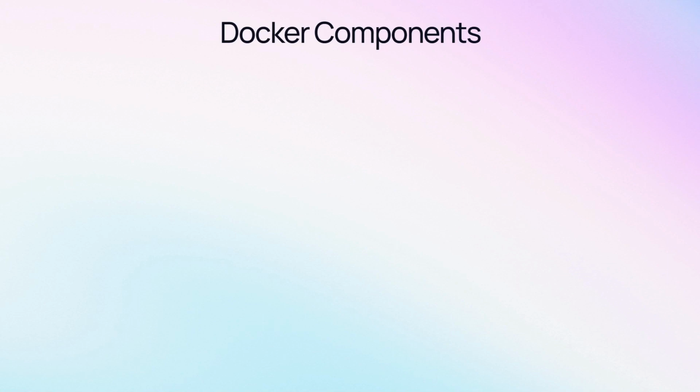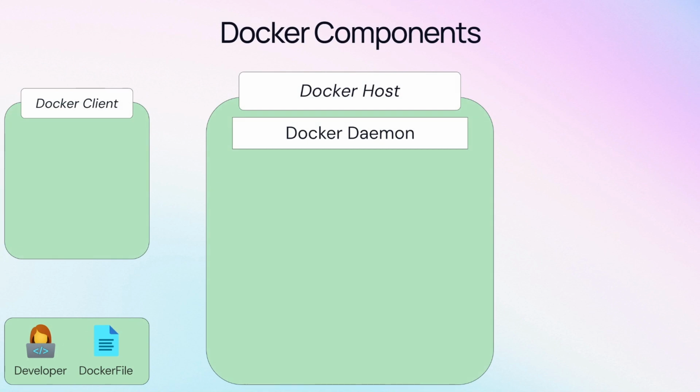So now let's see some components and architecture of Docker. So first is the Docker client. The Docker client is the primary user interface for interacting with Docker. It is a command line tool that allows users to send commands and requests to the Docker daemon. Users issue Docker commands via the Docker CLI to build, run, manage, and monitor containers and images.